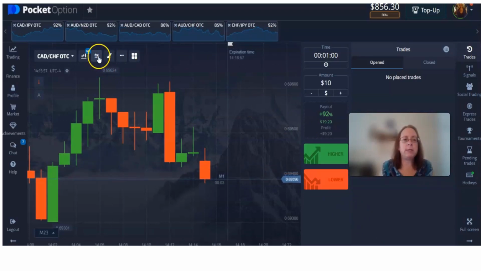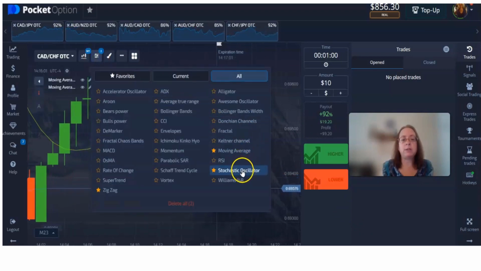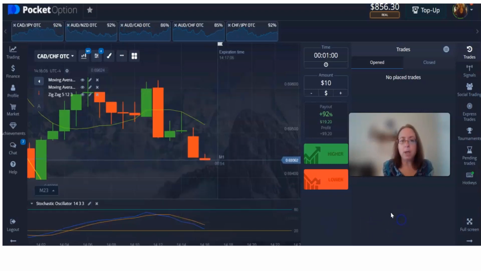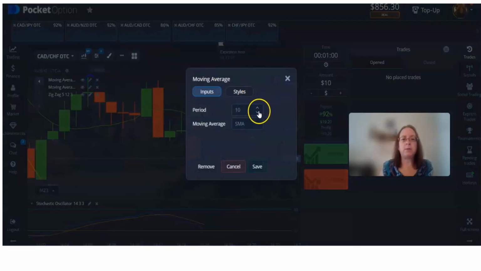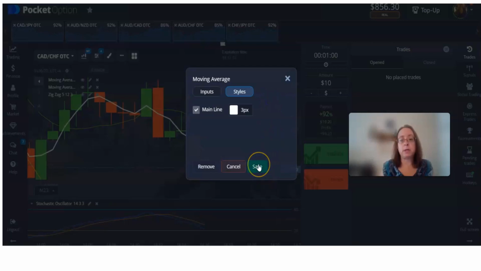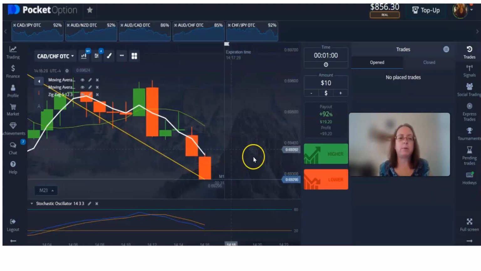The next thing we're going to do is add in the indicators, and we're going to be using two moving averages, the stochastic oscillator and the zigzag. And we're going to be making some changes. So the first moving average is going to be set to 3. I'm going to change the color to white, and I'm going to make it 3 pixels. A lot of people use 2 pixels. I use 3 because even though I wear these glasses, sometimes it's hard for me to see the lines and what it's doing. So that's why I change mine to 3.